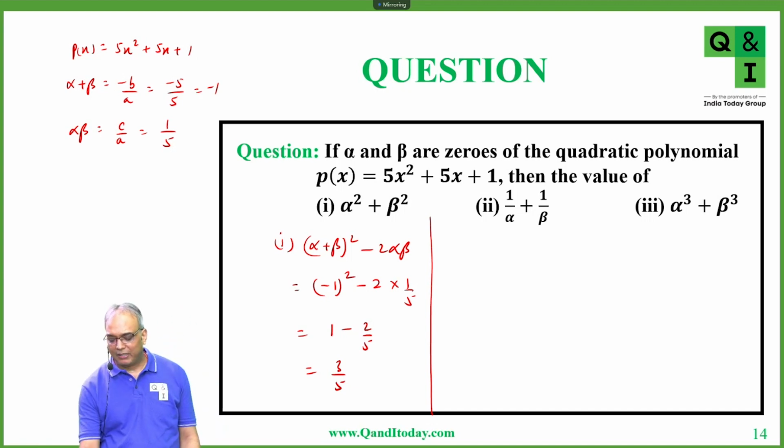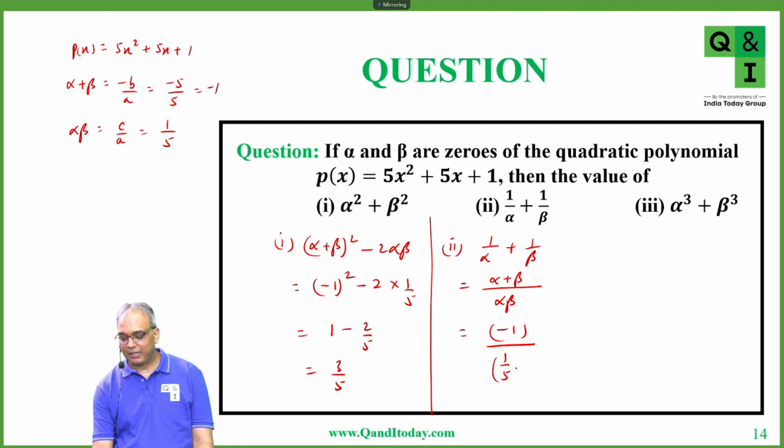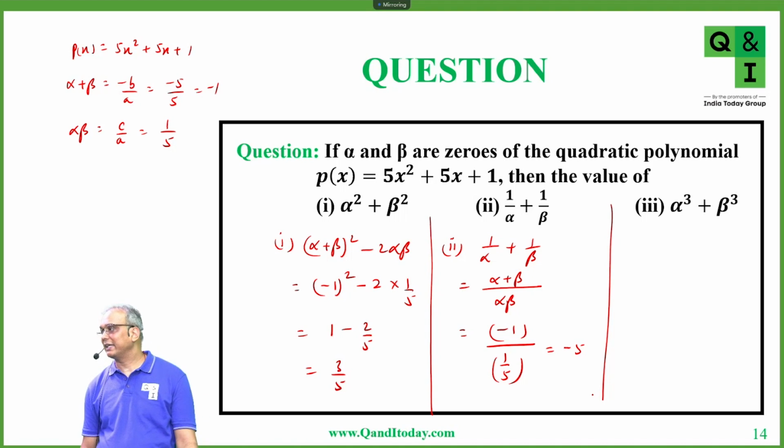So in the second part, what do you do? 1 by alpha plus 1 by beta. If you take LCM as alpha beta, you will have alpha plus beta here. So alpha plus beta, we have already calculated as minus 1. Alpha beta is 1 by 5. So this is going to give you minus 5. So minus 5 is the answer for the second one.